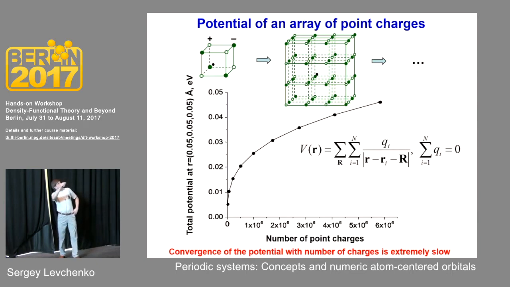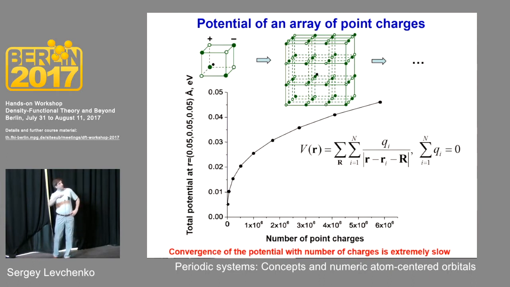We first choose a small part of the system and calculate the potential, and then we increase the size and so on. And if you look carefully at this curve, we see that it converges extremely slowly. After including a million point charges, there is still no sign of convergence. This is how we calculate this potential.